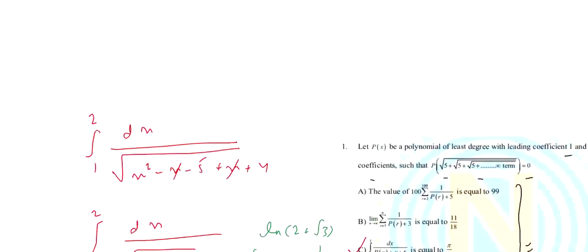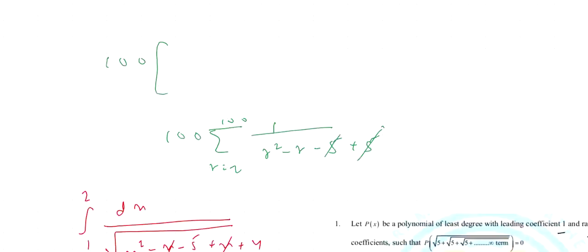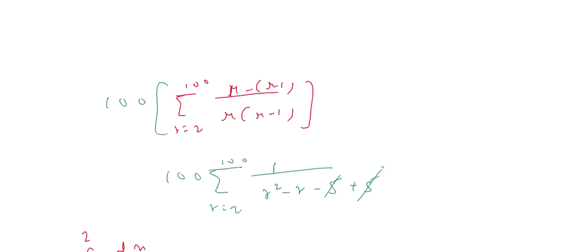So it is given 100 times the sum for r equals 2 to 100 of 1 upon r square minus r, right? Let's check it once. So it is given 100 multiplied by the sum for r equals 2 to 100 of 1 upon r into r minus 1. So it is 100 times 1 upon r minus 1 minus 1 upon r, and the limits are between 2 and 100.